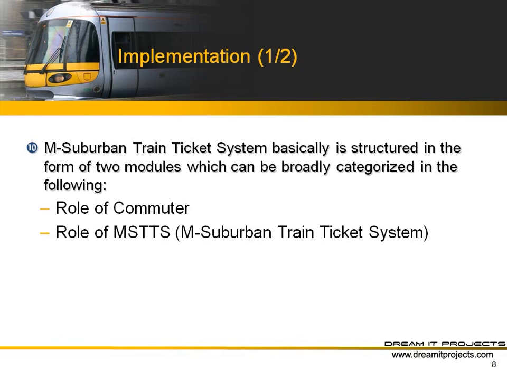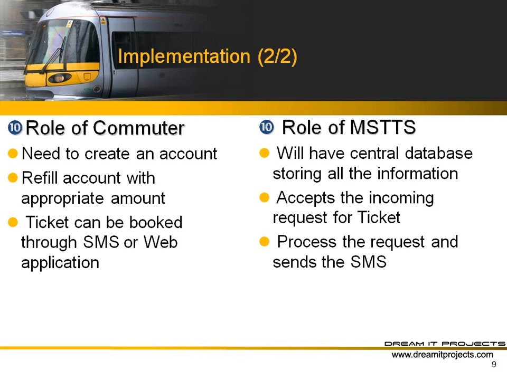Implementation. Now how will this be implemented? Basically, when we see implementation, it is from two perspectives. Role of a commuter, which is basically a user, and role of MSTTS, which is basically the role of the project, I mean how it will be implemented from the server side. Now what will be the role of the commuter?